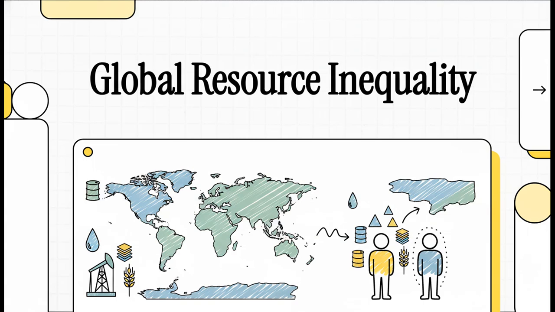All right, let's get right into it. Today, we're going to talk about something huge, something that affects pretty much everything, and that's how the world's most vital resources are spread out. Or, maybe more accurately, how they aren't spread out evenly at all. We're talking about global resource inequality.